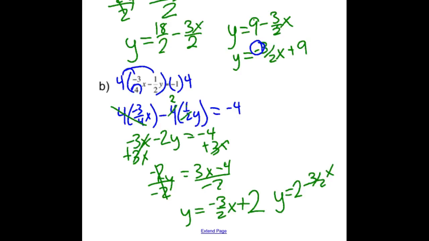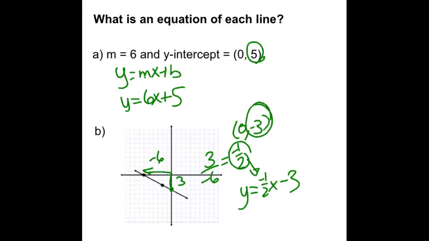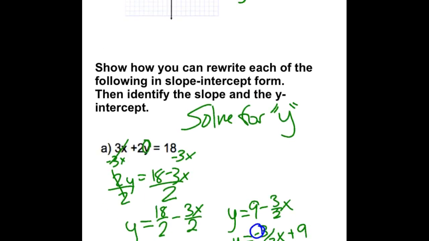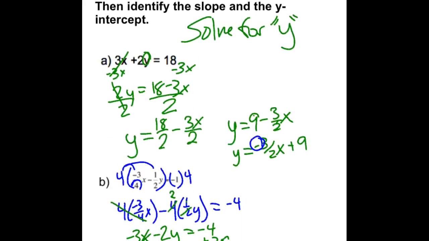Okay, we're getting close. All right, so let's rewrite each. I think we had more to do on those actually. It said also identify the slope and the y-intercept. So when you identify the slope and the y-intercept, let's go back to A. You want to say m equals, and you want to say y-intercept. What's your ordered pair? So your slope is -3 halves in this example for A, and your intercept is 0, 9. Your y-intercept, the x, is always 0.